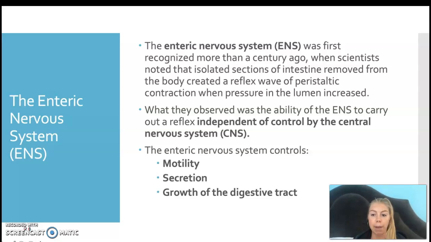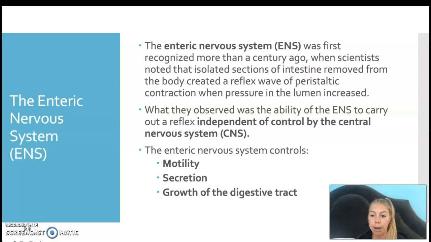So a little bit more about the enteric nervous system. It was first recognized really about a century ago when scientists noted that isolated sections of intestine removed from the body created a reflex wave of peristaltic contraction when pressure in the lumen was increased.